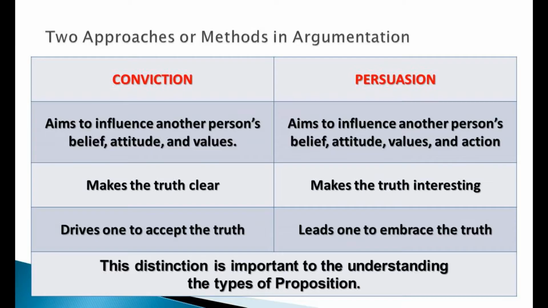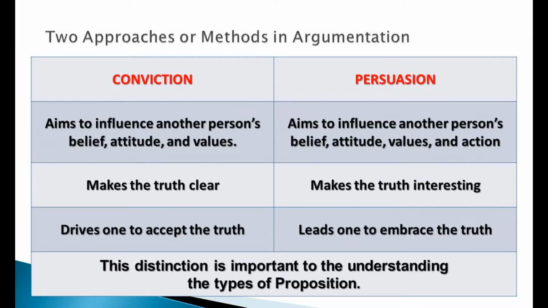Understanding the concepts, approaches, or methods of argumentation is vital in establishing and knowing the types of debate propositions. Conviction and persuasion are both acts of influencing another person. The distinctions lie in the following. Conviction aims to influence another person's belief, attitude, and values. Belief is a cognitive domain, attitude a psychological or emotive domain, while values is a moral, ethical domain.